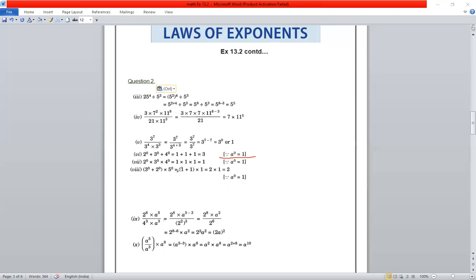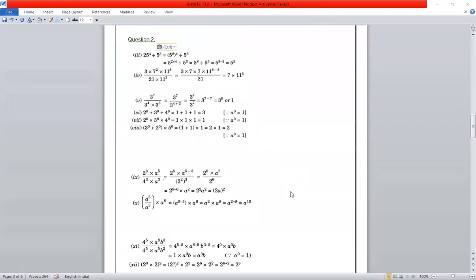Let us go to the next question. Same here we are using a to the power 0 is equal to 1. So 3 to the power 0 is equal to 1, plus 2 to the power 0 is equal to 1, into 5 to the power 0 is 1. So 1 plus 1 is equal to 2. 2 into 1 is 2. So what is our answer? 2 is our final answer. Like this we have to use the laws to solve the sums.